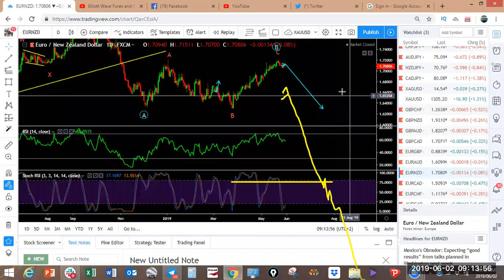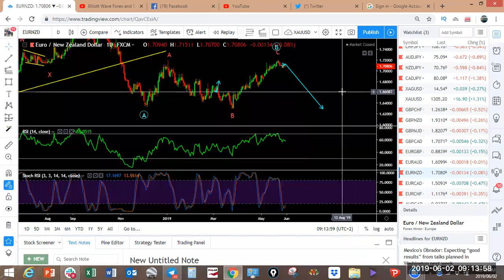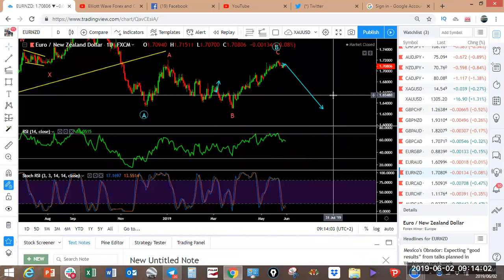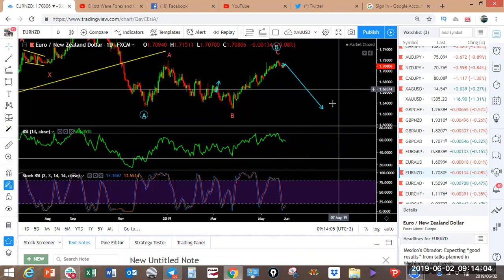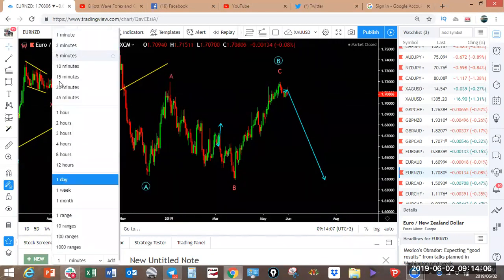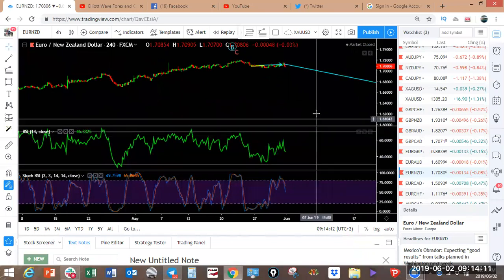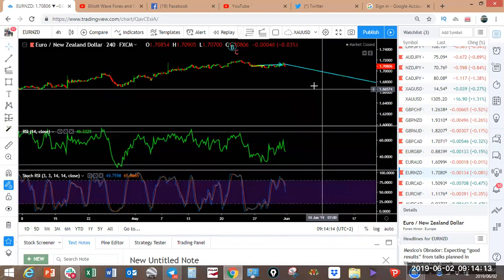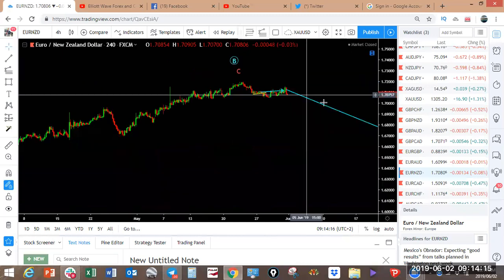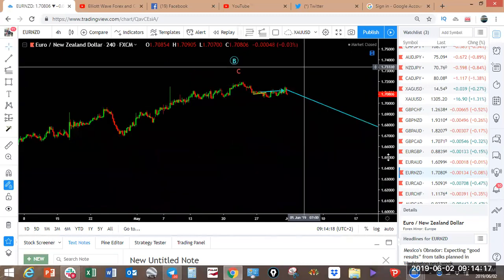All right, so as it is now on the daily, you don't have that confirmation as yet. It still has to confirm. Okay, so looking on the 4 hour, let's look at the 4 hour. We need one more confirmation here for this to go down.